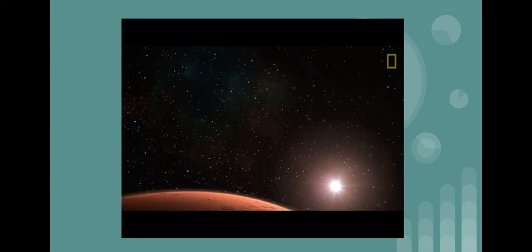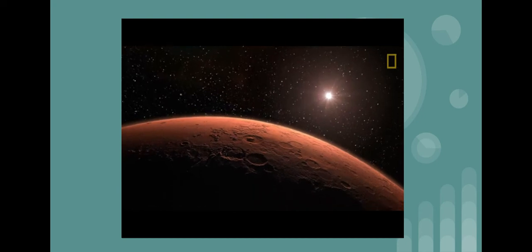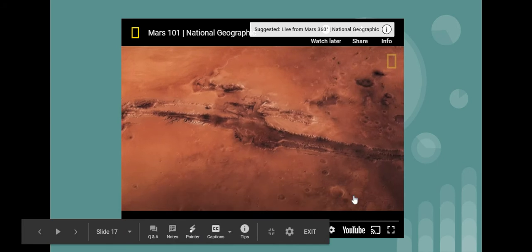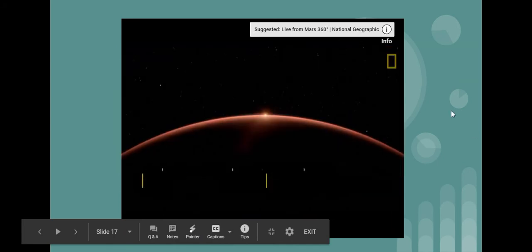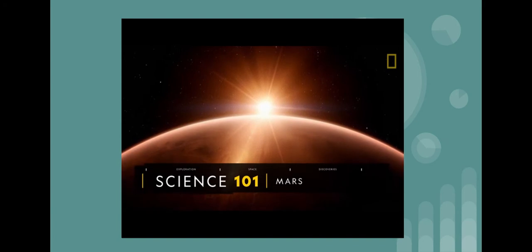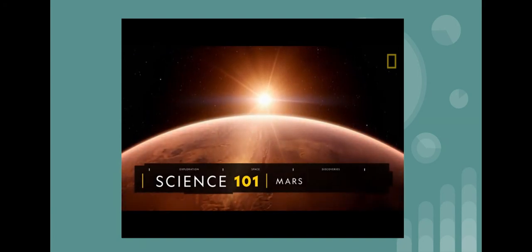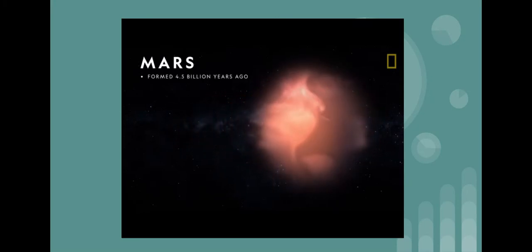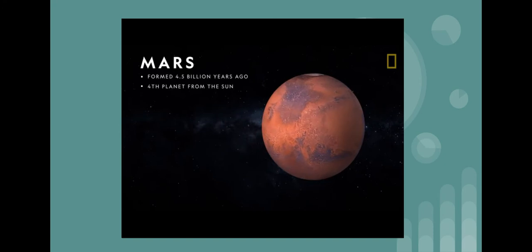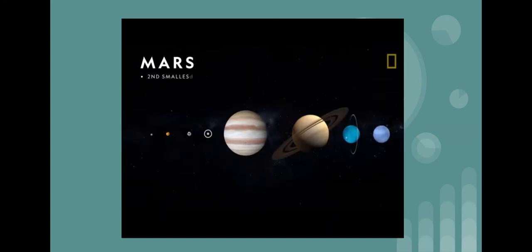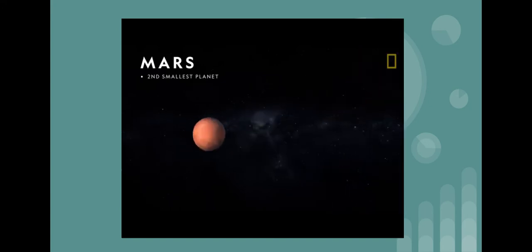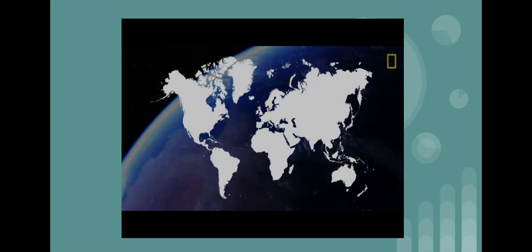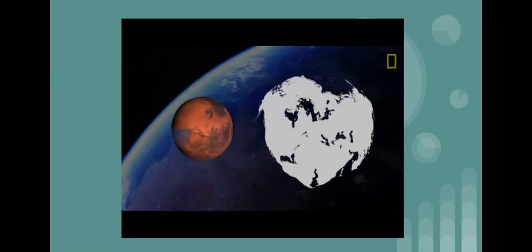To the ancient Romans, the planet Mars was symbolic of blood and war. But to many people today, the red planet may hold the key for a bright new future for humanity. The story of Mars began about 4.5 billion years ago when gas and dust swirled together to form the fourth planet from the Sun. Mars is the second smallest planet in the solar system, with a diameter just shy of the width of Africa. In fact, its entire surface area is similar to that of all of Earth's continents combined.